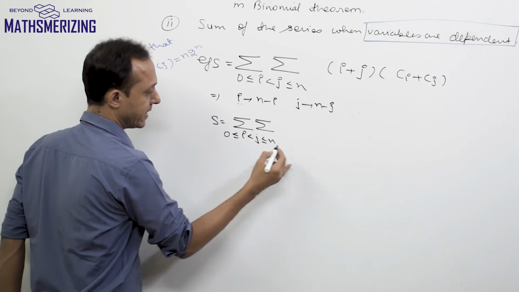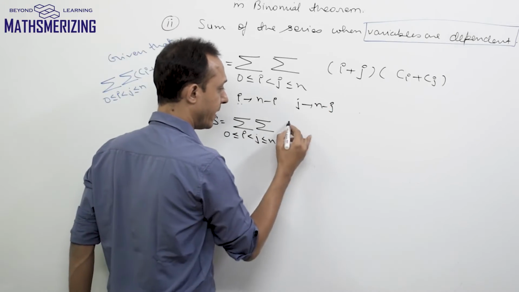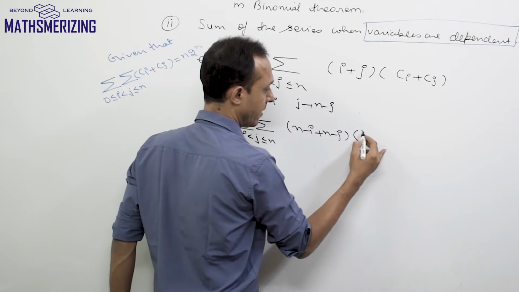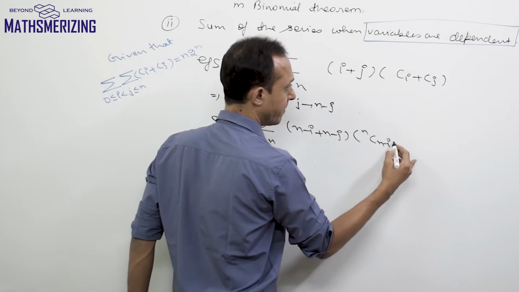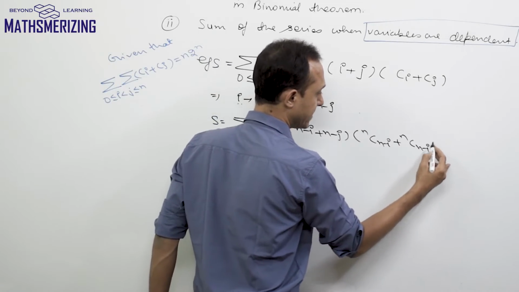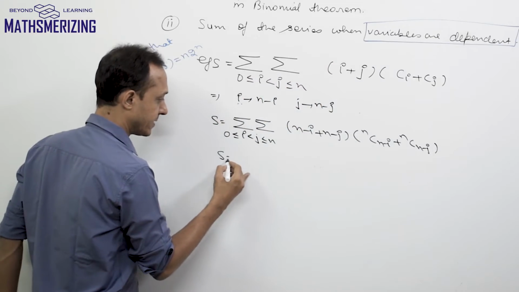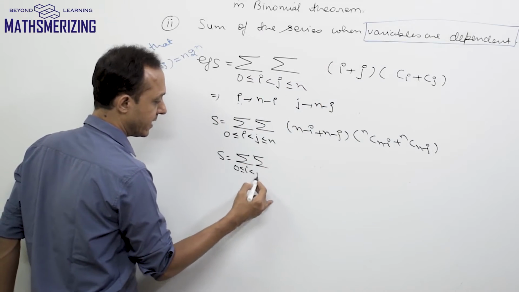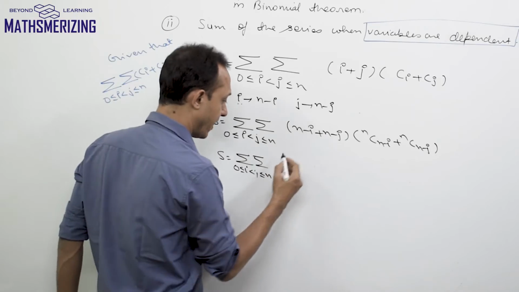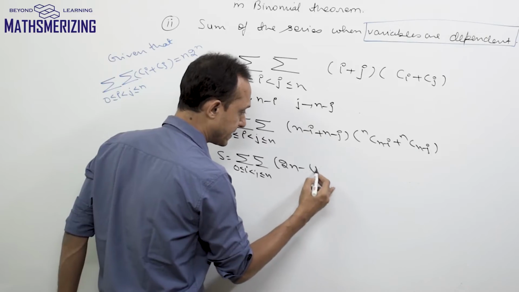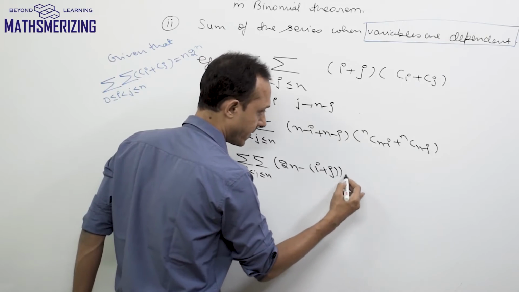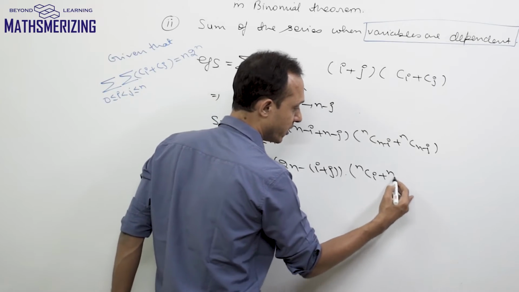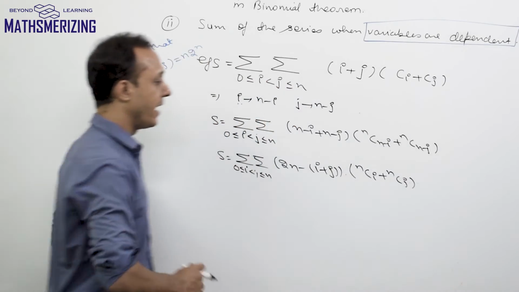So I can write the same series as the summation over i less than j less than or equal to n, and here I can write n minus i plus n minus j, and there will be nC(n minus i) plus nC(n minus j). So I'll write this as the double summation over i less than j less than or equal to n of 2n minus i plus j, and here since nC(n minus r) is the same as nCr, it will be nCi plus nCj.